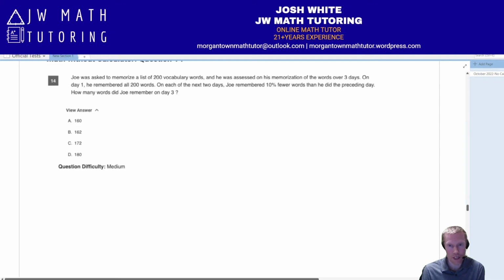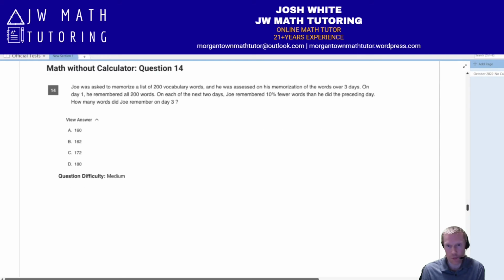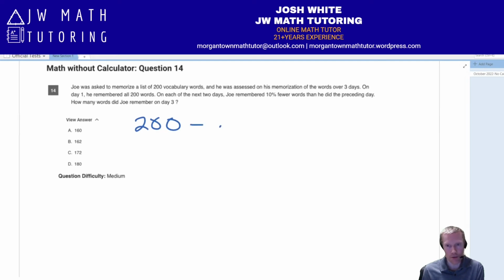For number 14, this one is basically an exponential decay type situation. So there's two different ways you could do it. The first way I would do it is, say he starts with 200 words, okay, and he remembers 10% fewer. So that means we need to subtract 10% of our starting value. Well, 10% of 200 is just 20. Move the decimal over one spot. So if you take away 20 words, he now remembers 180. That's after day number 2.